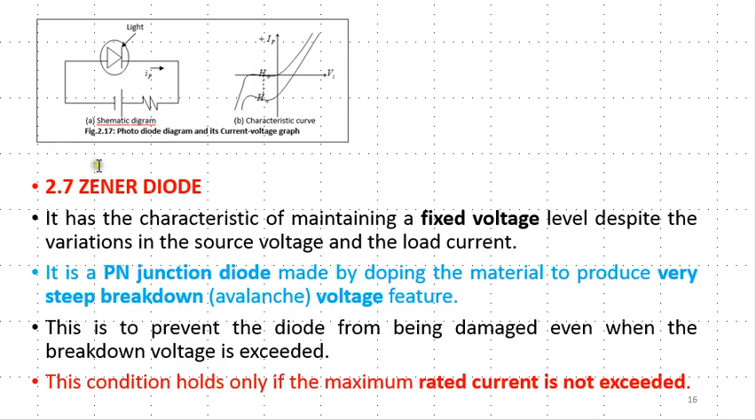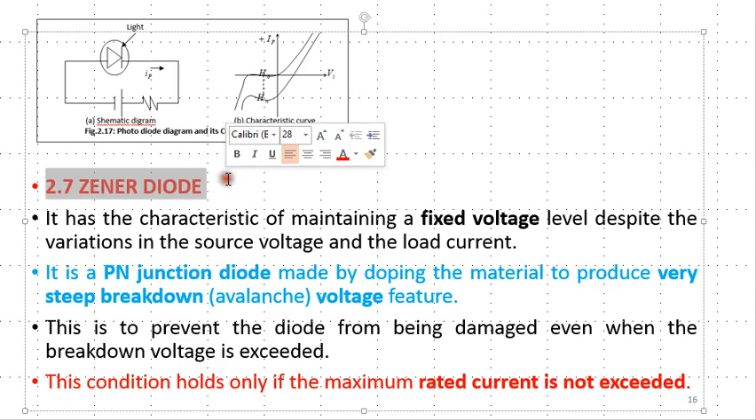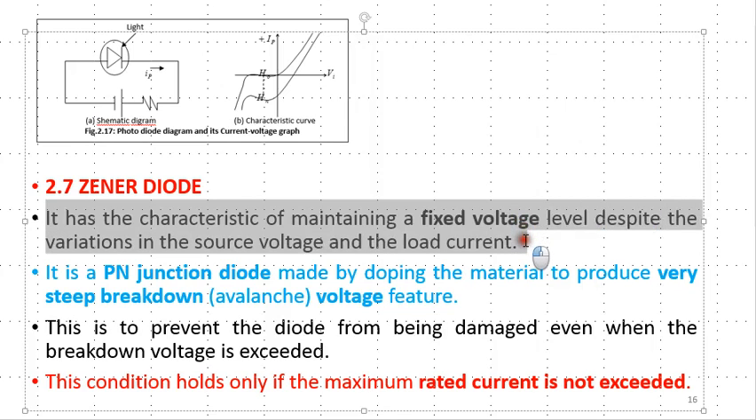So the next type of diode is what they call a Zener diode. You can remember we discussed what we call Zener breakdown. This Zener diode is a diode that has the ability of maintaining a voltage at a fixed value despite the variation in the source voltage and the variation in the load current. Meaning, even if the load current is increasing or decreasing, even if the source is increasing or decreasing, the output voltage will remain fixed, and that is why we use it as a voltage regulator.